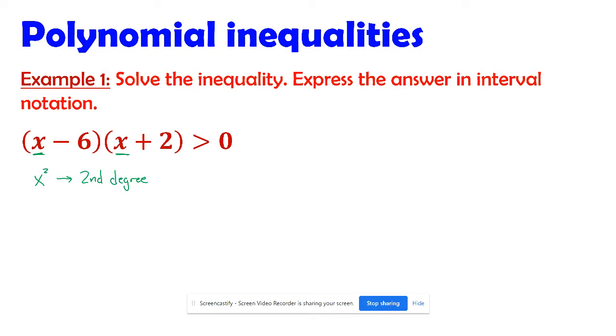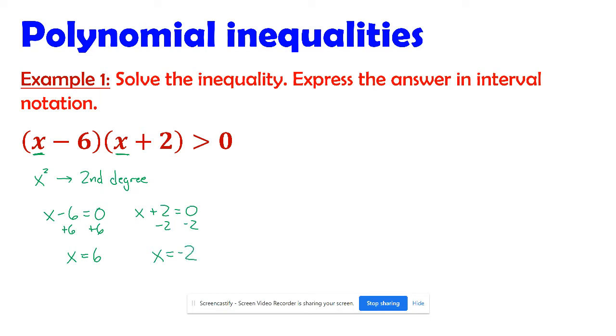The next thing you want to do is identify the roots or the zeros of your polynomial. The way you do that is by taking your factors and setting them equal to 0. So we're going to say x minus 6 equals 0 and x plus 2 equals 0, and solve both of these little equations to figure out what values of x would make this polynomial equal to 0. When we solve these, we get x equals positive 6 and x equals negative 2.